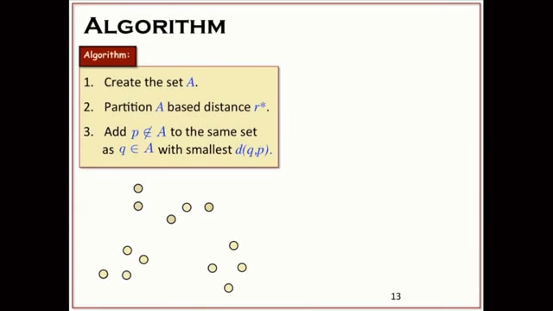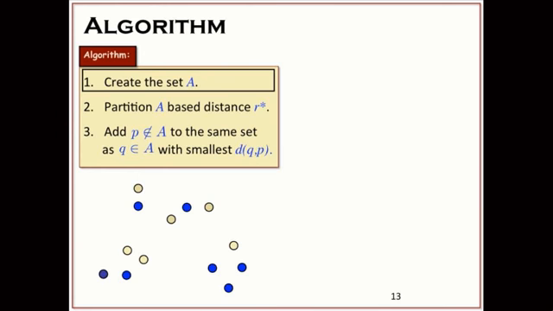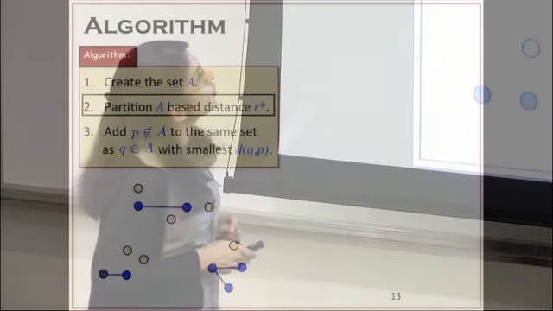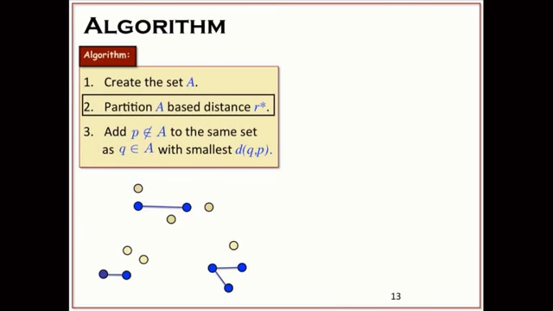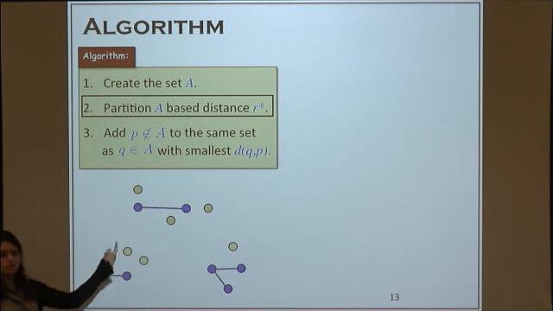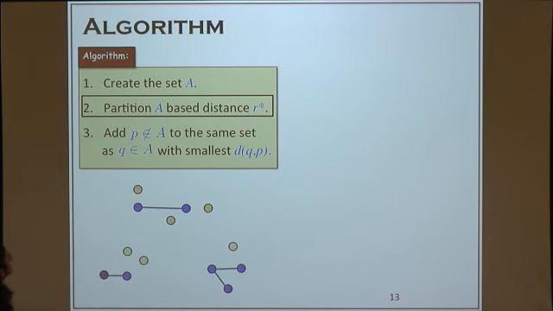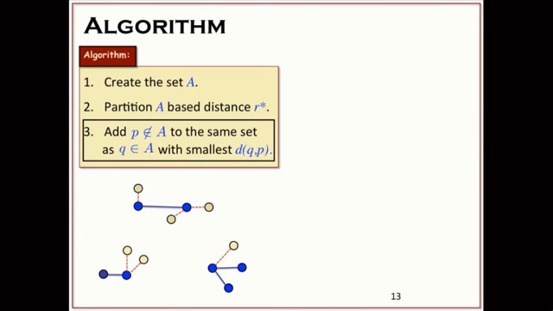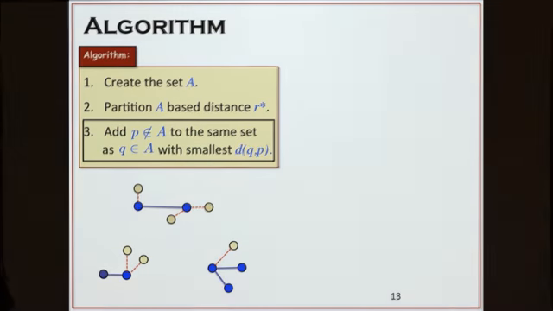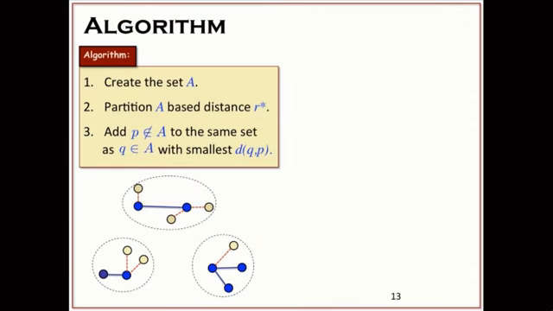So our algorithm first starts by creating the set A. So the blue points are going to be in the set A. And then we are going to partition it based on r star, which means that any two points that are within r star away from each other are put in the same partition. Or you can think of it as drawing these r star edges, and the connected components of this graph are the partition. After doing that, for any point that was not in A, we're going to connect it to its closest point in A. The claim is that the clustering induced by this partition is the optimal clustering.